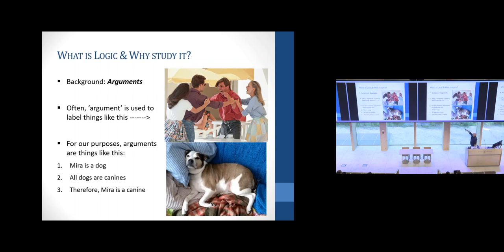Right? So we have some sentences in a sort of structure. And this is my dog, Mira. Mira is amazing and lovely, and I will hear nothing bad about her. So the argument about Mira is: Mira's a dog. All dogs are canines. And then there's this thing at the end that says, therefore, Mira's a canine. Shock, horror, we all just learned something deep and amazing. This is the kind of thing that we're going to be studying. We're going to be looking at arguments.